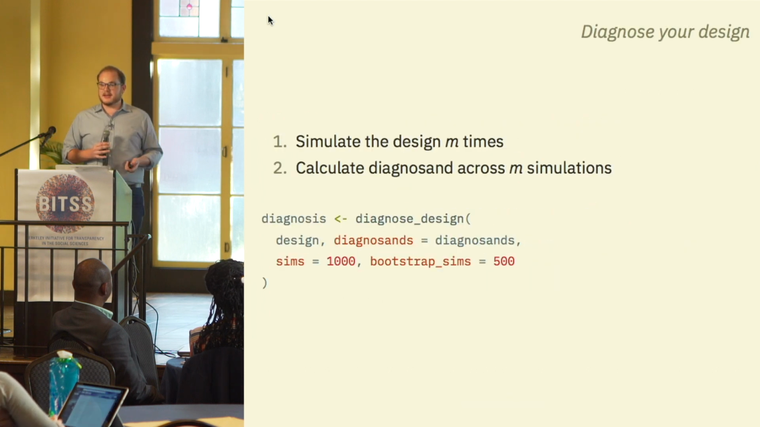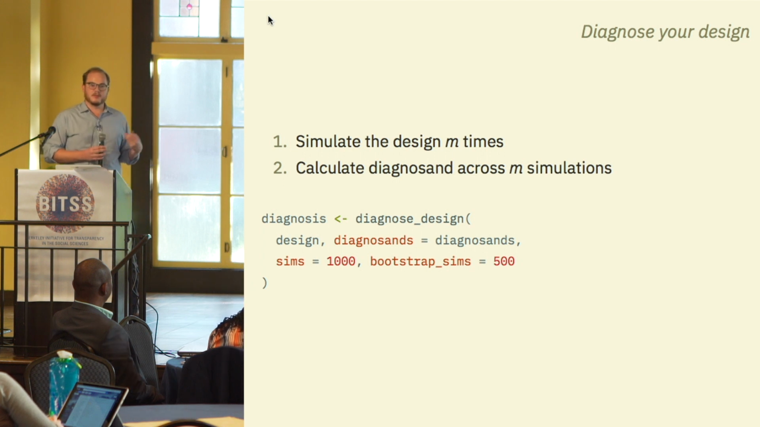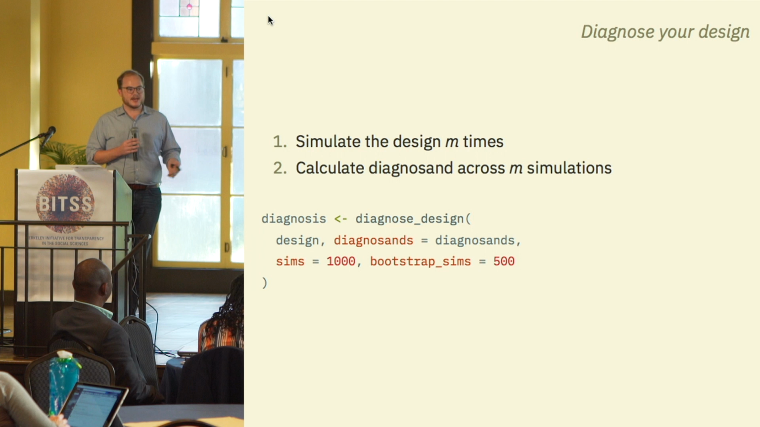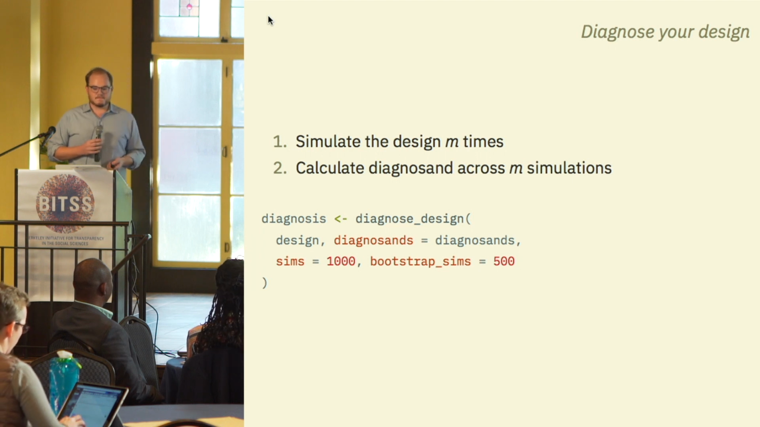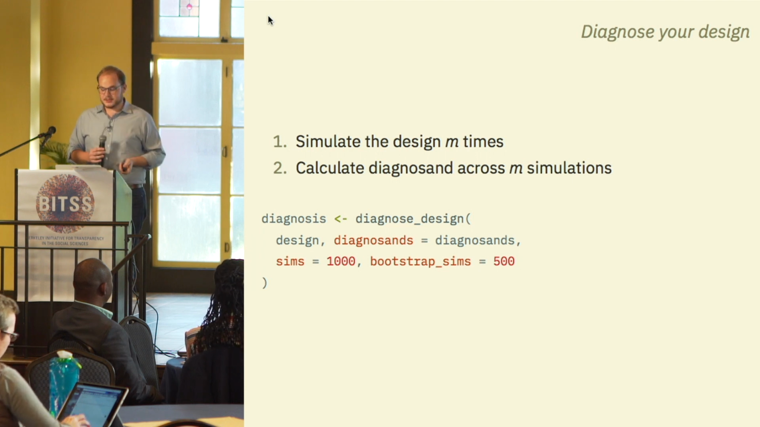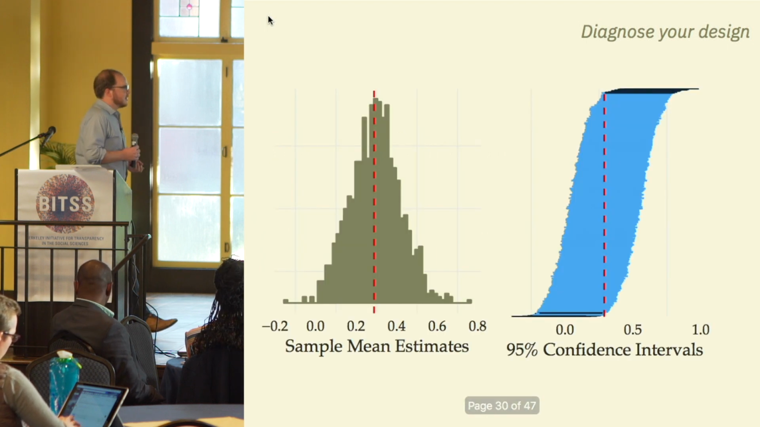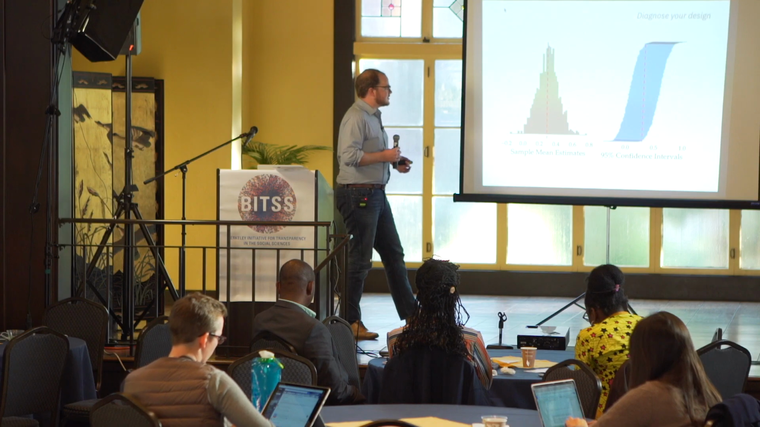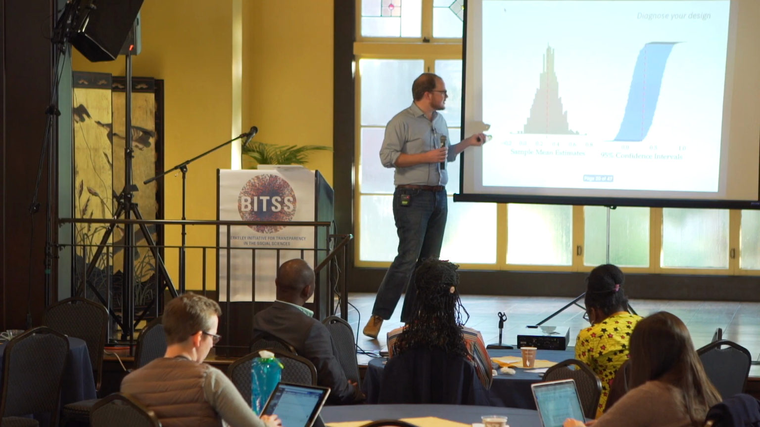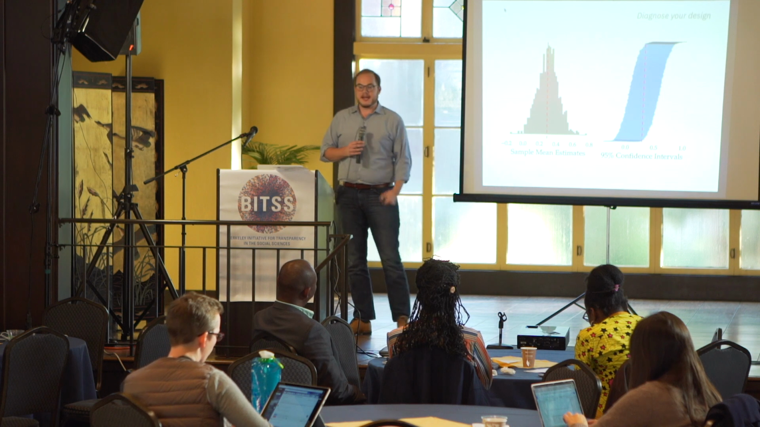The second part of that then is that we do this some number of times, 1,000, 10,000 times, and we'll provide a standard error for the diagnosand so you can get a sense of whether the choice of that number matters. And so DeclareDesign then runs your design over and over again and calculates the diagnosands. So the first thing that you get out of that is 1,000 estimates of your answer.